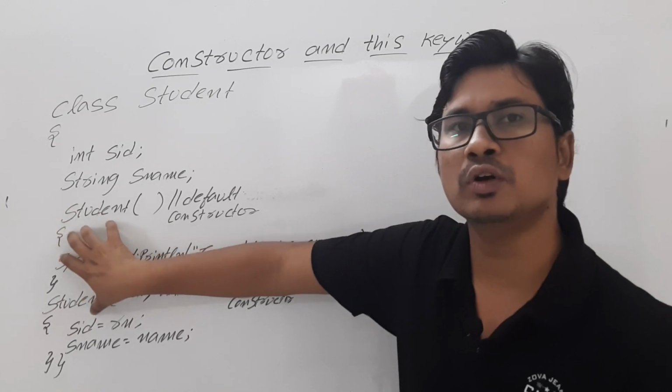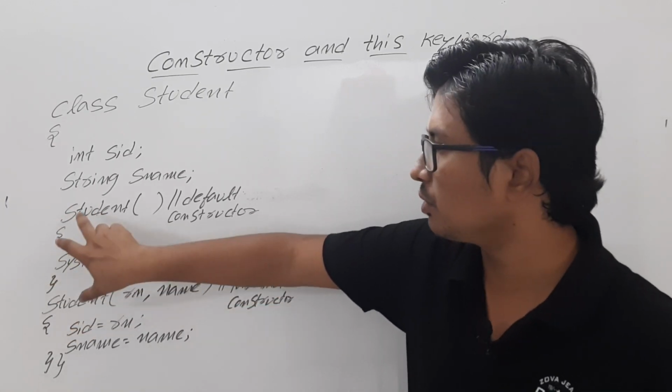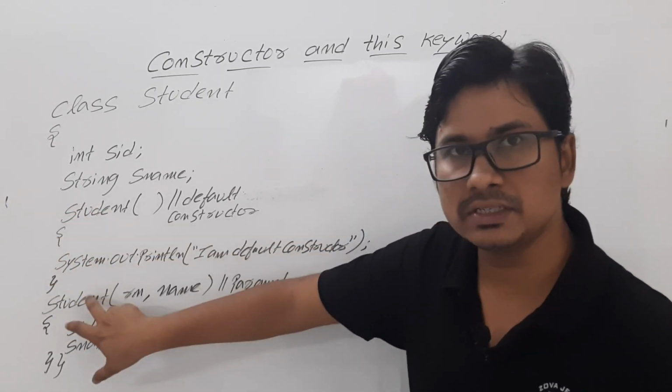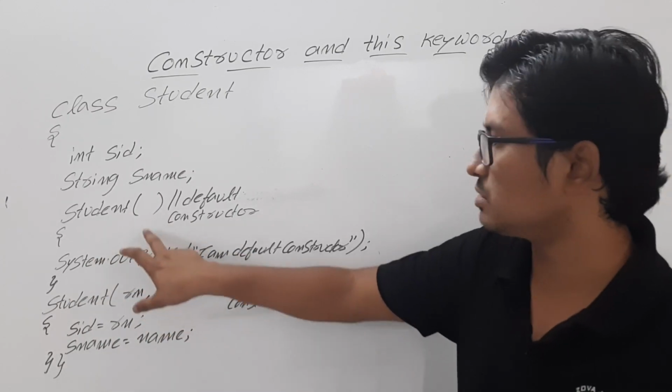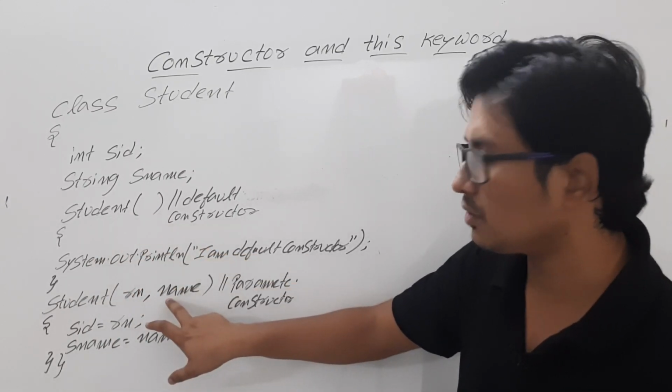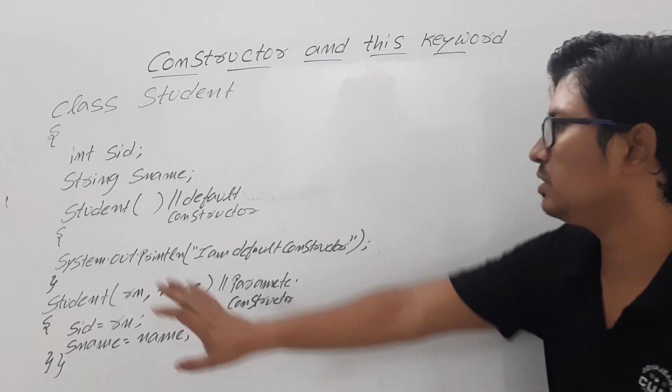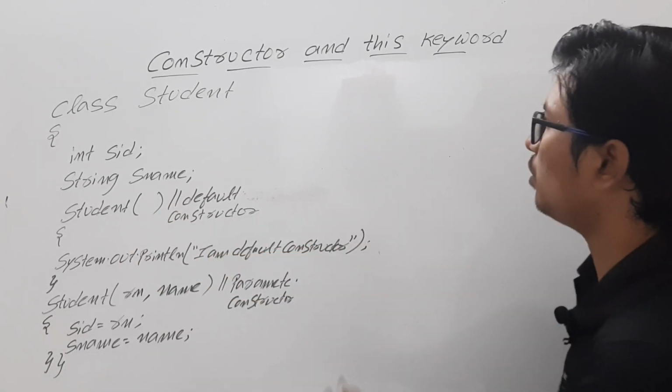So this concept you will call constructor overloading, because the same name is there but with different signatures. One is without parameters and another one is having two parameters. So this concept we'll call constructor overloading.